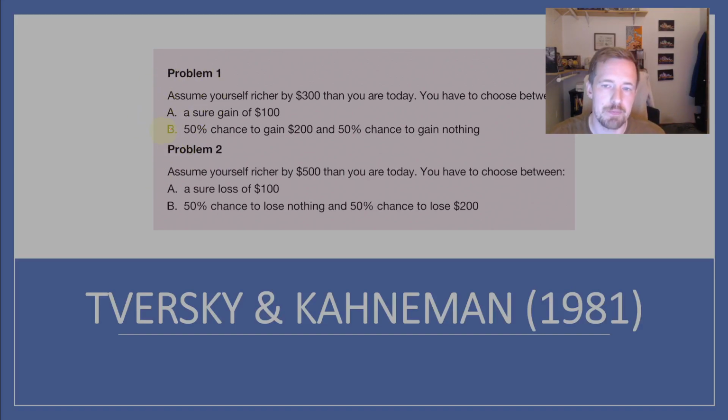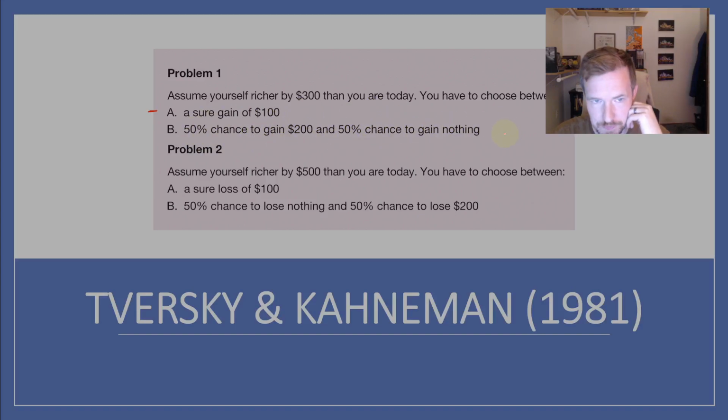Here's another one from that paper. So we've got problem number 1. Assume yourself richer by $300 than you are today. You have to choose between one of these gambles. Either you are sure to gain $100, or you have a 50% chance to gain $200 and a 50% chance to gain nothing.